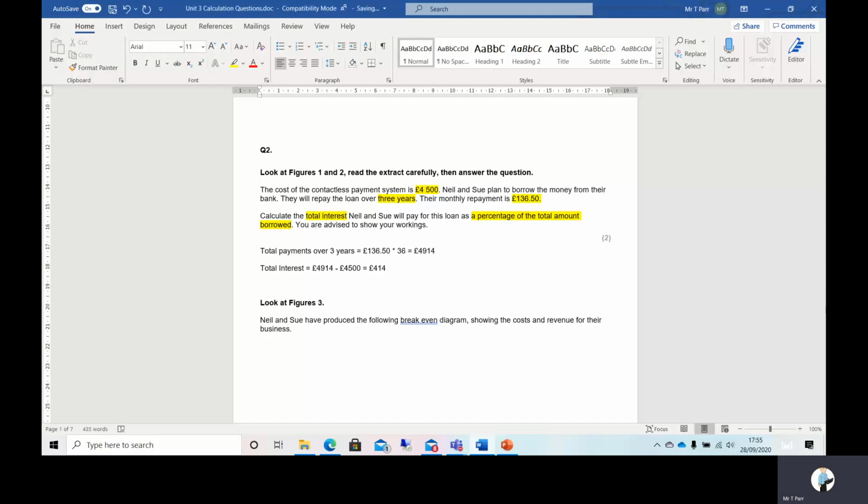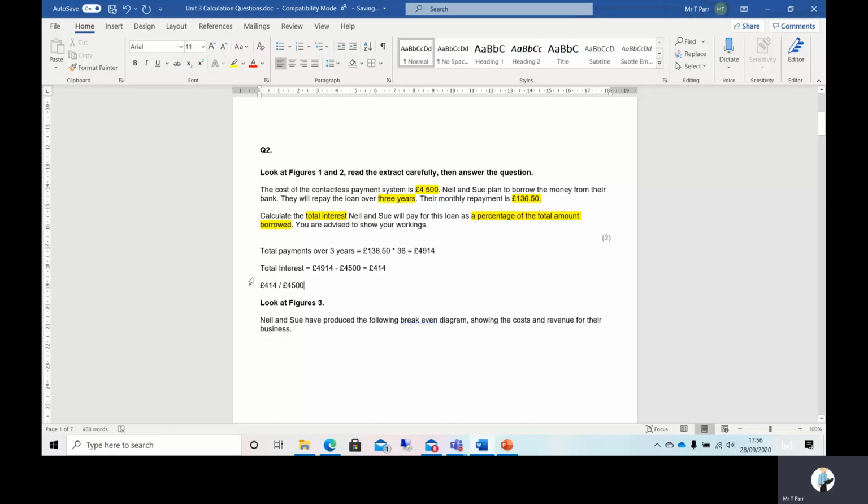Okay, right, so we're halfway there. So now into this idea of working out as a percentage. Okay, so there's multiple ways of doing this. When you want to work out the percentage of something, the way I think about it is something divided by something. If you want to find the percentage of something, you divide. So what I'm going to do is take the interest, which is £414, and we divide it by the total amount, which is 4,500, I think.